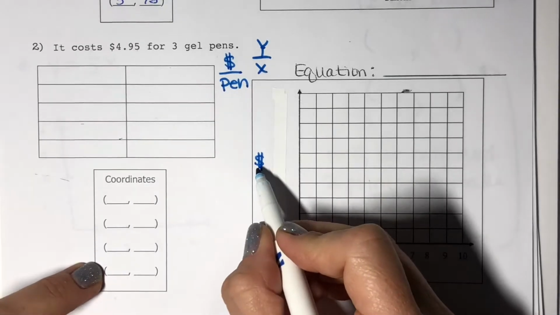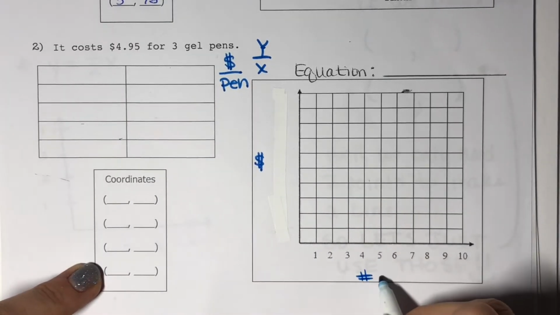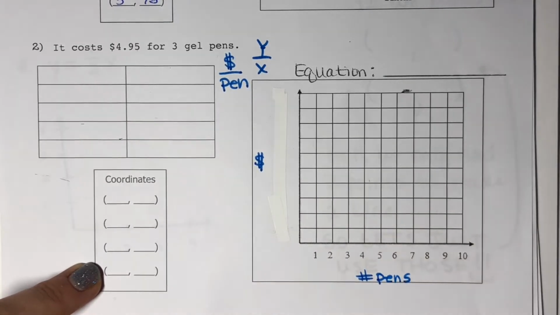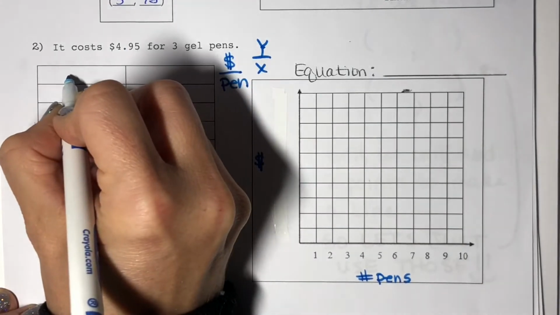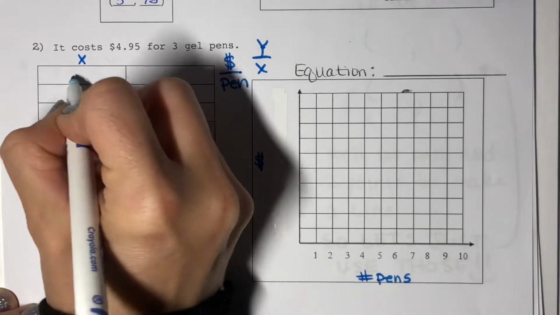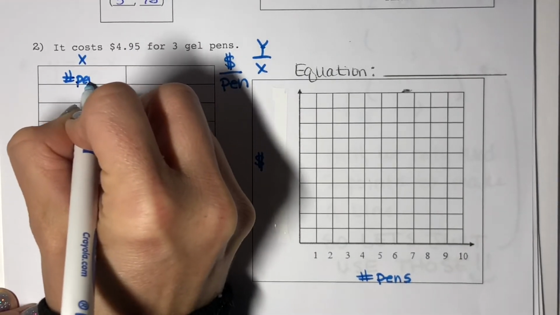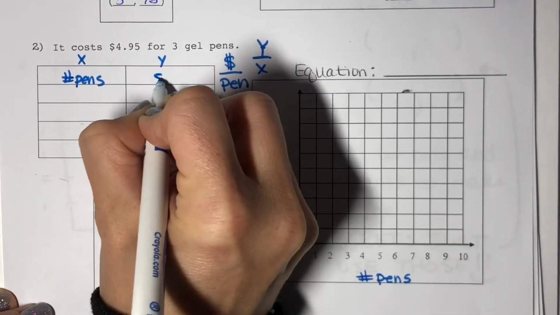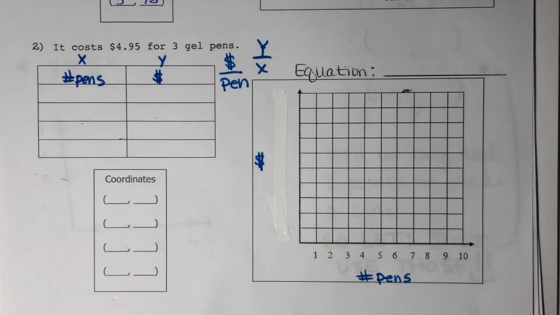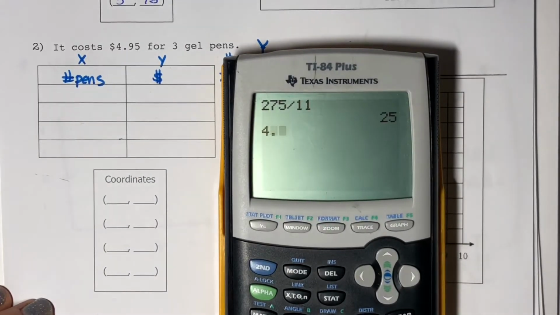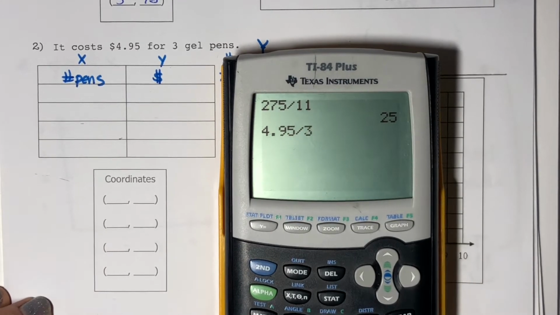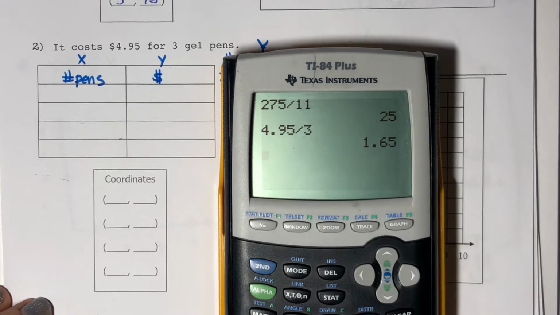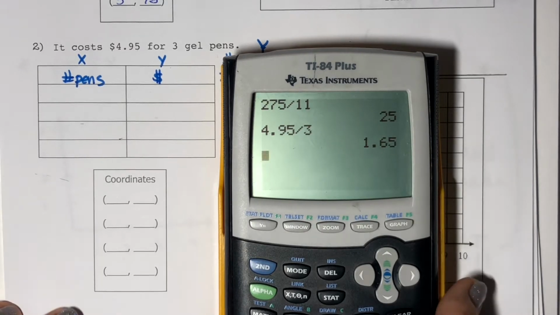So if this is my cost, my x-axis is going to represent the number of pens. You guys are filling that in. And this is going to be my x, which is, in this case, the number of pens. This is good practice. And my y is going to be my cost. Okay, so let's figure this out. If I pay $4.95 per, or for 3, that means divide, I'm going to find that it's $1.65 for 1 pen.